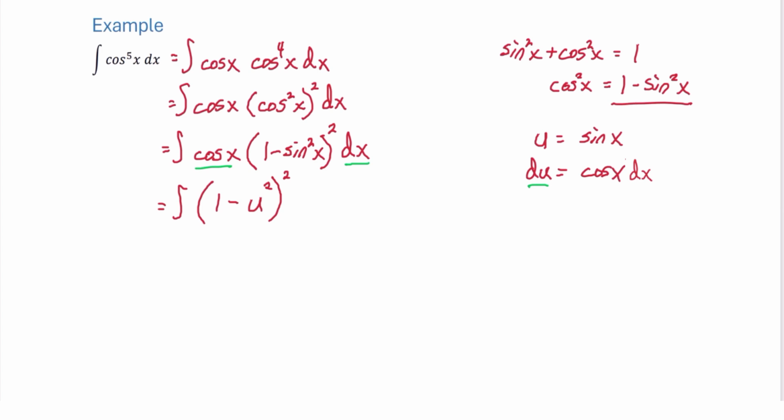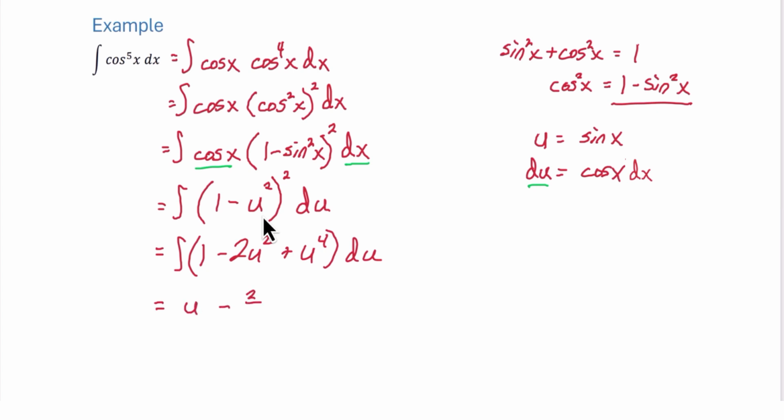From here we can simplify, we have a binomial squared. So we want to square the first. 1 times 1 is 1. Double the product. 1 times negative u squared is negative 2u squared. And then square the last term. That will give us positive u to the fourth du.